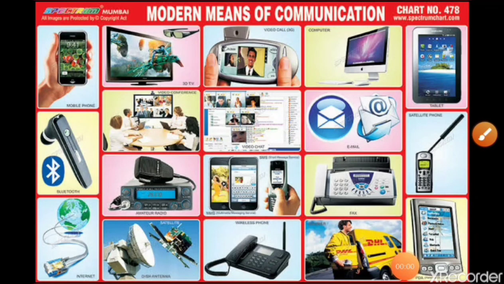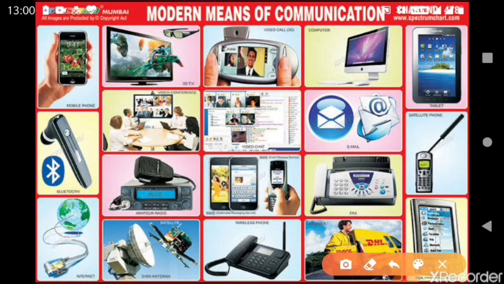So children, in this picture you can see some modern means of communication. You can see mobile phones, television, internet, then fax machine, telephone, then satellites. All these communication takes place. This is all wireless communication and this takes place through satellite.